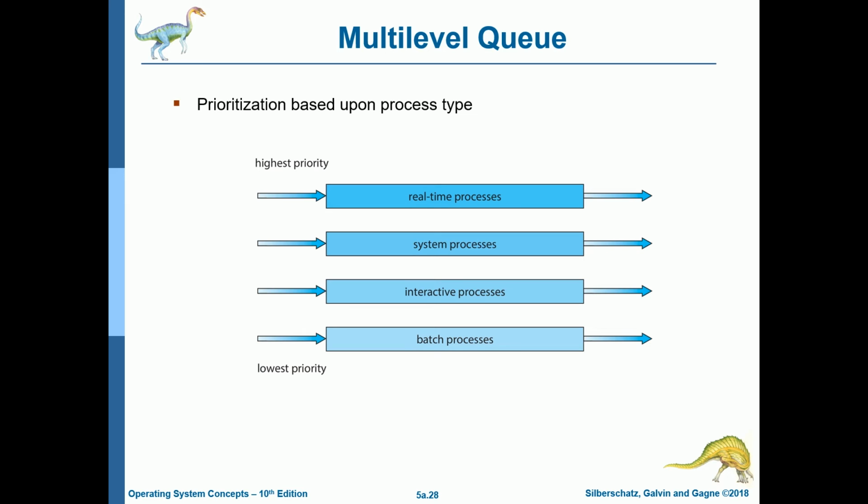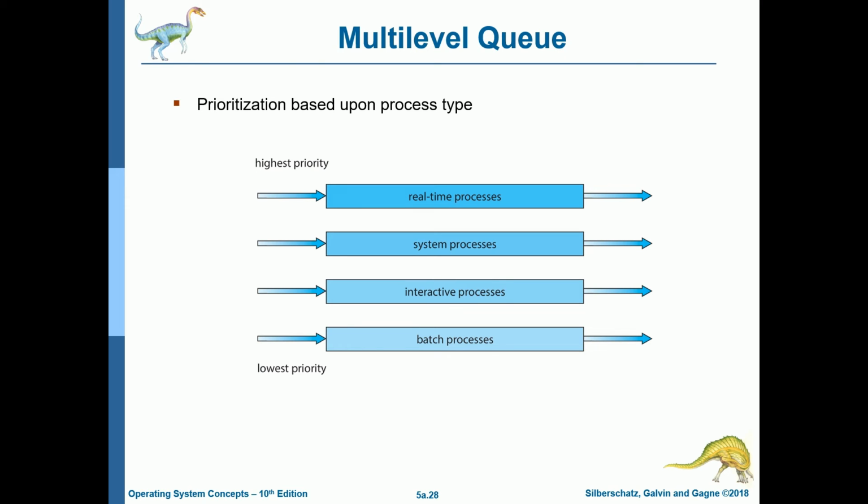Now each queue has absolute priority over the lower priority queues. No process in the batch queue, for example, could run unless the queues for real-time processes, system processes, and interactive processes were all empty. If an interactive process enters the ready queue while a batch process was running, the batch process would be preempted.